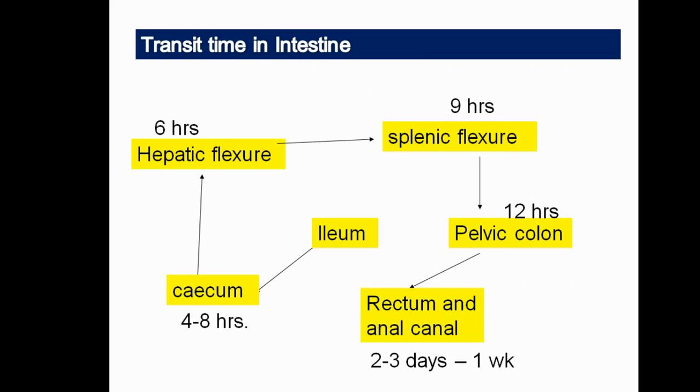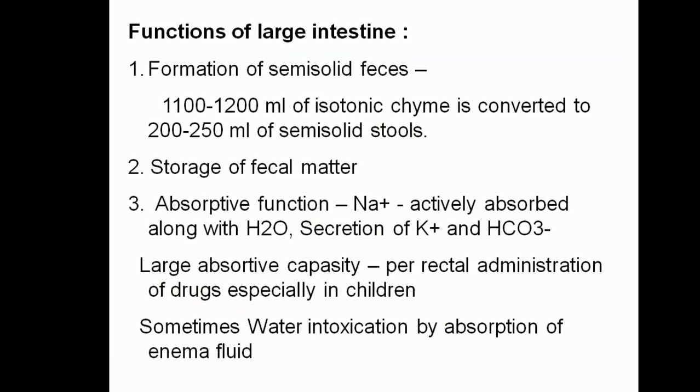When we see the transit time in the intestine, when the bolus enters from the ileum to the cecum, at the cecum it requires 4 to 8 hours. From cecum to hepatic flexure, 6 hours. From hepatic flexure to splenic flexure, 9 hours. From splenic flexure to pelvic flexure, 12 hours. From pelvic colon to rectum, about 2 to 3 days. This is the transit time observed in the intestine.